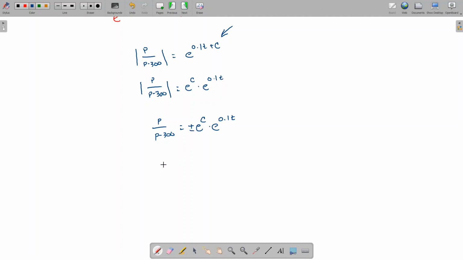So what we often do, and this usually drives students mad when we do it, is we just write that whole thing as c, because it is just some arbitrary constant. It could be positive or negative, so that doesn't matter. E to any constant, you can make that any number you want, so you might as well just write this as c times e to the 0.1t.